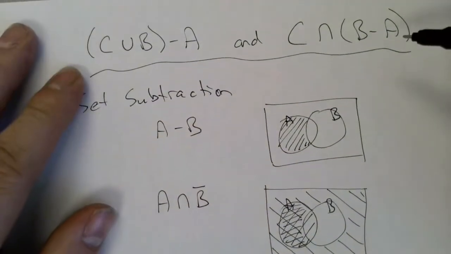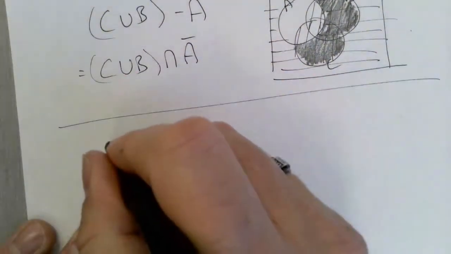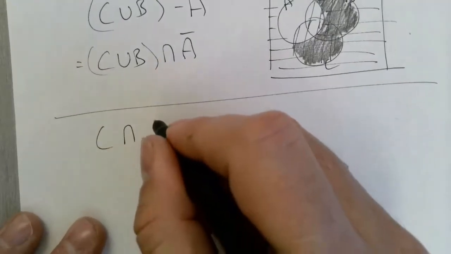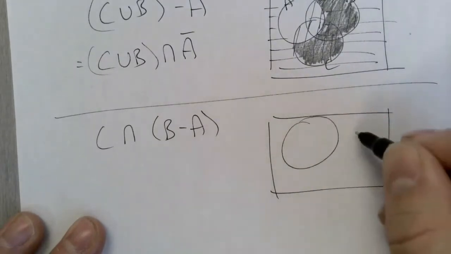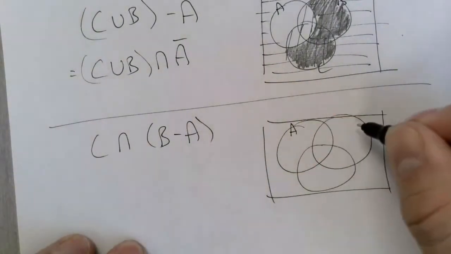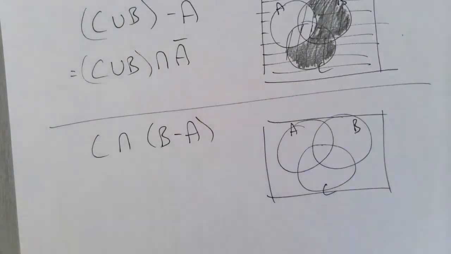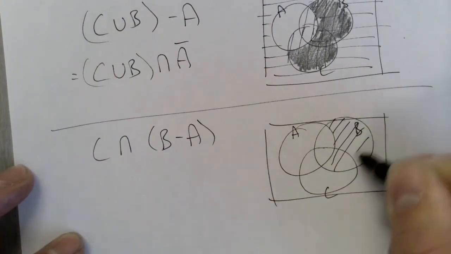Now let's take a look at the other expression, C intersection (B minus A). So we'll throw that down. Now, again, our three sets, and let's do what's in parentheses first. So we've got our A, our B, and our C. B minus A is going to be everything in B that's not in A. So B minus A is going to be this part right here that's in B that's not in A.